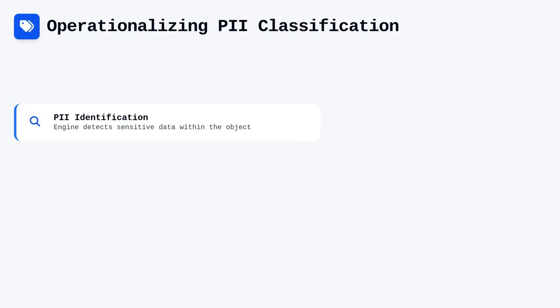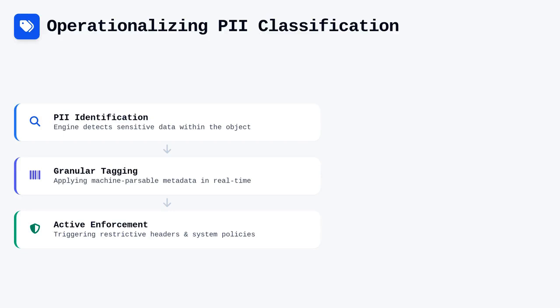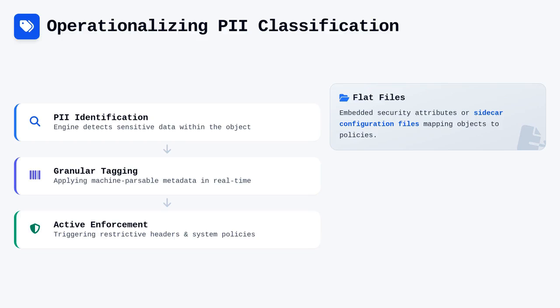Once the classification engine identifies PII within a data object, the next operational hurdle involves applying granular metadata tags that machines can parse in real time. This is often achieved by embedding security attributes directly into the metadata layer of the file system, or by utilizing sidecar configuration files that map specific data objects to their corresponding protection policies.